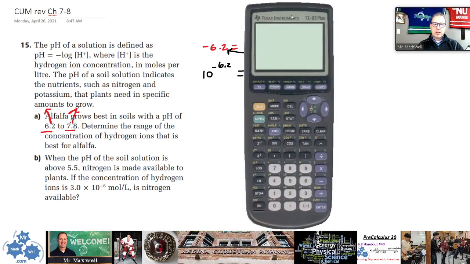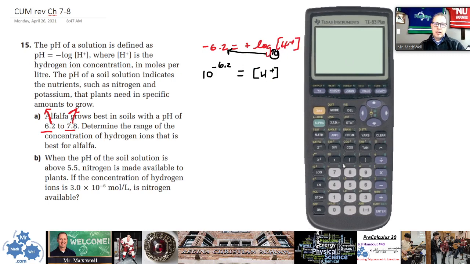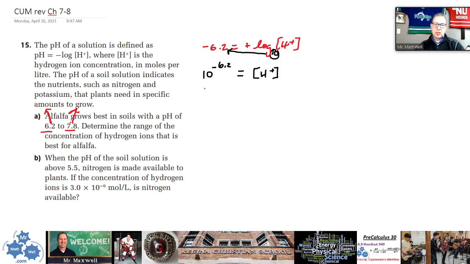So we'll bring the calculator up here and we'll turn it on. That'd be a nice idea. And we'll clear everything away. And then we'll go like this. We'll go 10 to the power of negative 6.2. Okay? 6.309, or sorry, 6.3 times 10 to the negative 7. So 6.3 times 10 to the negative 7.